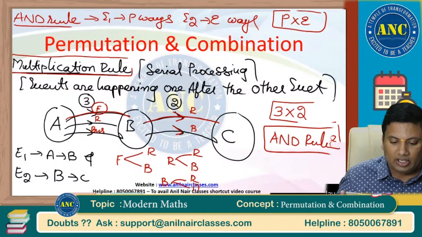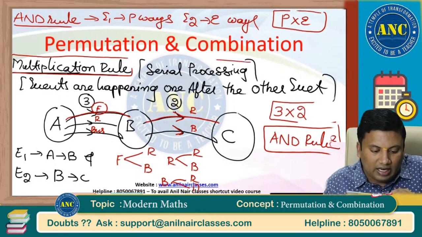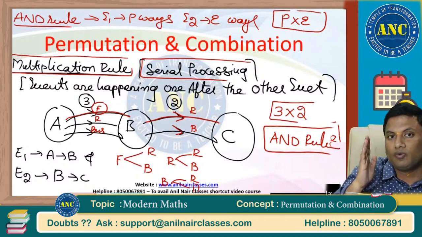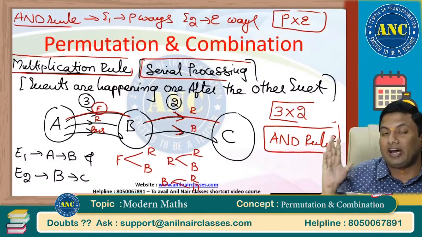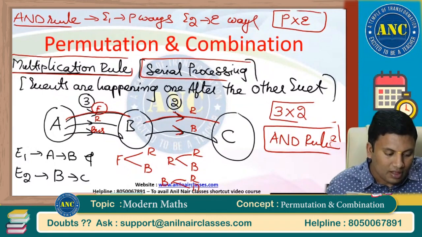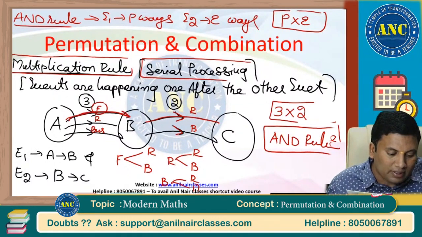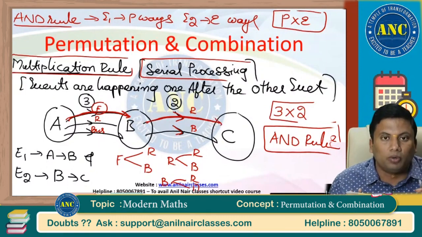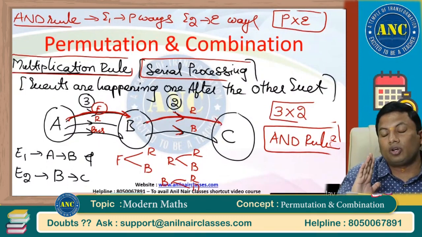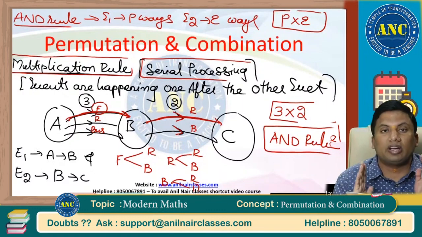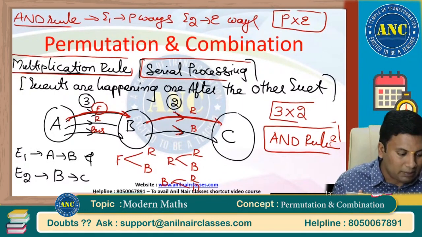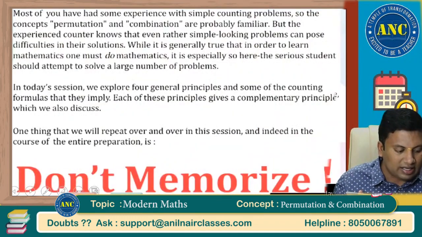Now, the multiplication rule. Remember, the multiplication rule is for serial processing. Serial processing is when one event is happening after another event is over. Reaching Coimbatore from Hyderabad is over. Then only am I moving from Coimbatore to Palakkad. I cannot talk about Coimbatore to Palakkad without reaching Coimbatore through how many ways? Multiplication rule. Now see this example.